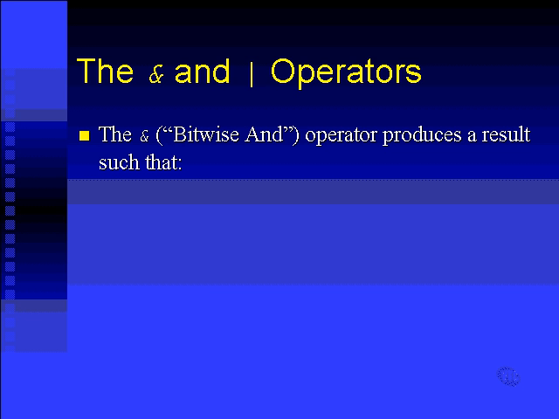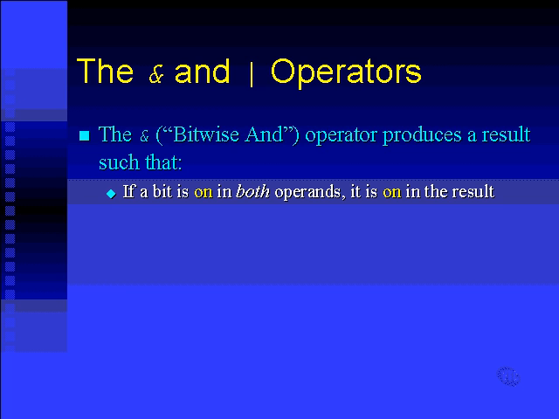The AND, the ampersand, bitwise AND operator, produces a result such that if the bit is on in both operands, it is on in the result. Now, what does that mean? Well, let's think of an example.